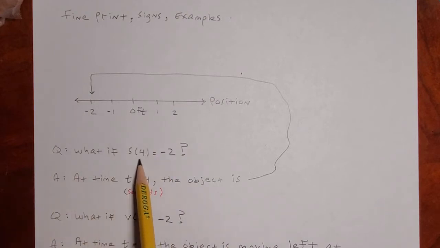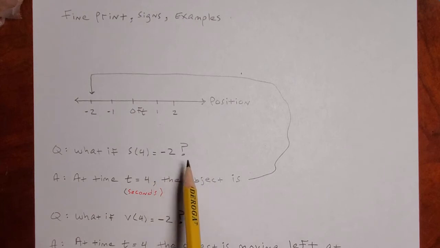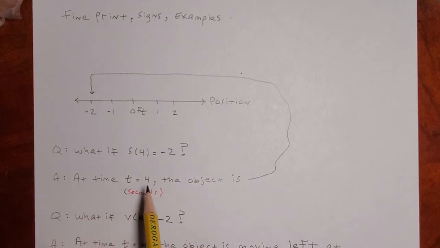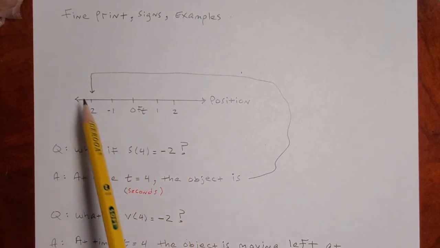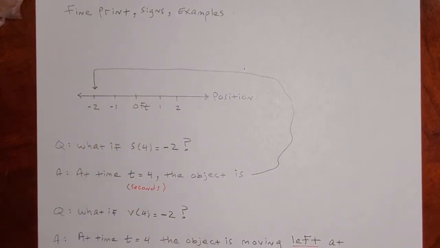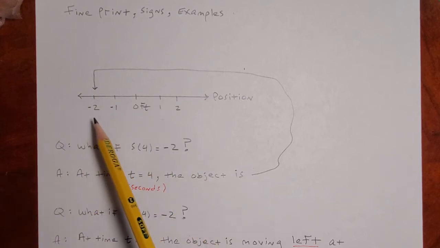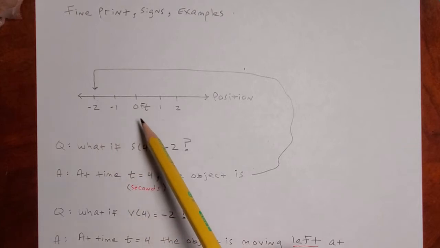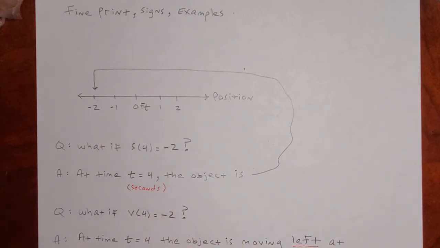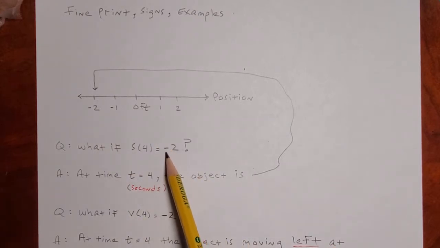What if s of 4 is negative 2? What does that mean? It means that time t is equal to 4, let's say seconds. We can measure time in different ways, but let's say seconds. The object is right there at the negative 2 position. All right, that's what that means. So if the position were negative, it just means, well, it's at that spot where, 2 spaces left of 0. Okay. All right, so that's how you would interpret a negative there.